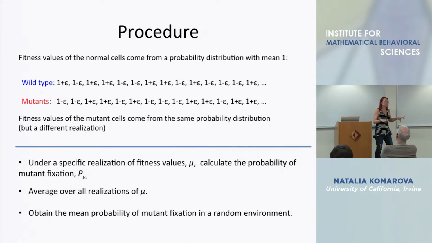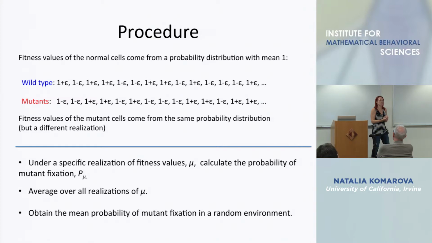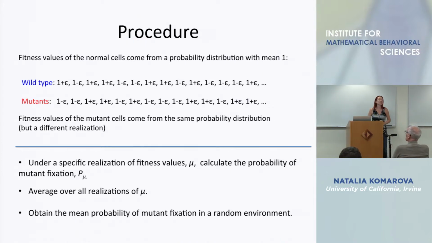values are 1 plus epsilon, and all the normal values are 1 minus epsilon. So there could be some environmental difference that makes the mutant advantageous. Or there could be some environmental difference that makes the mutant disadvantageous with the same probability, right? They're completely symmetric. And then I'm going to average over all the realizations of random fitness. So this is the procedure.